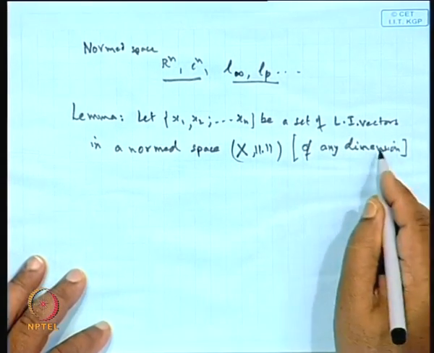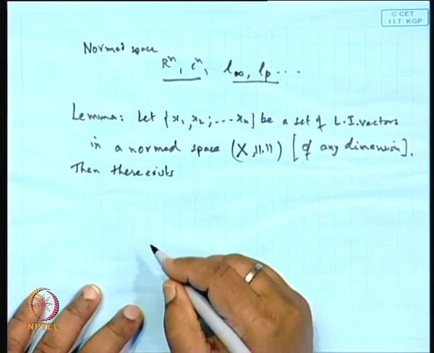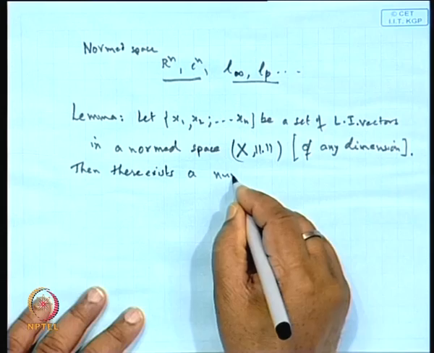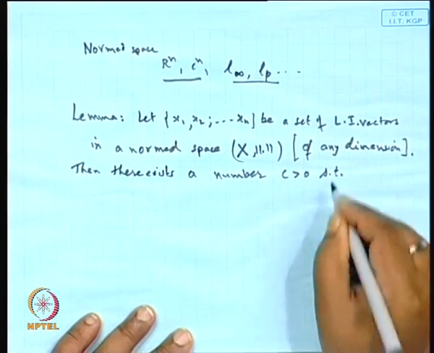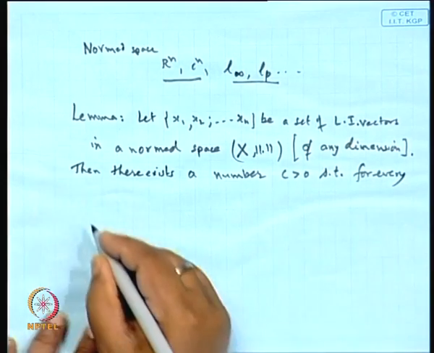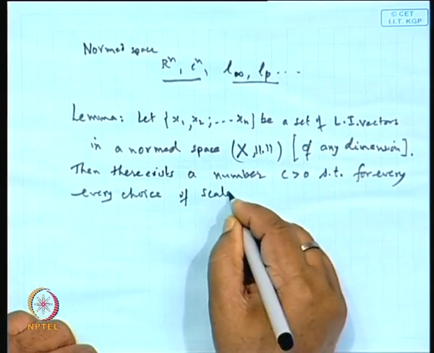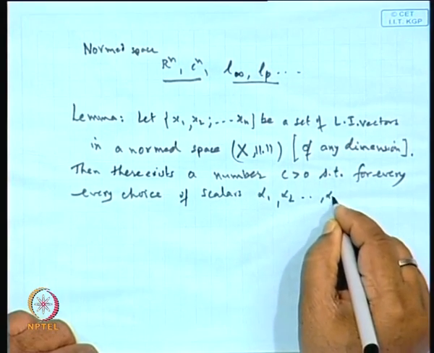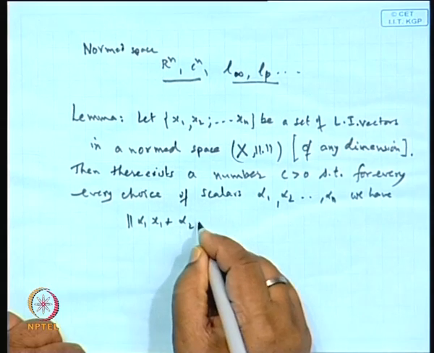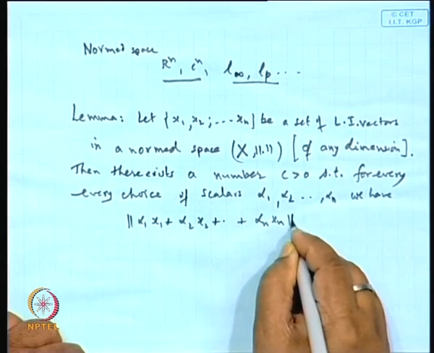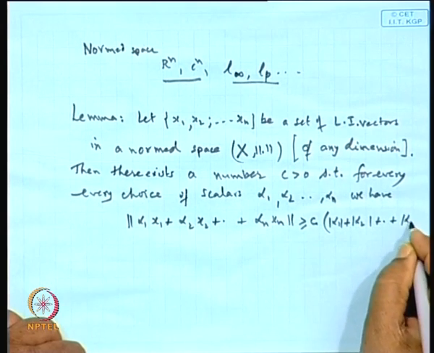Then there exists a real number c greater than 0 such that for every choice of scalars alpha 1, alpha 2, alpha n, we have norm of alpha 1 x 1 plus alpha 2 x 2 plus alpha n x n is greater than or equal to c times mod alpha 1 plus mod alpha 2 plus mod alpha n.